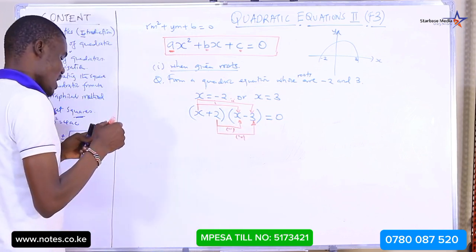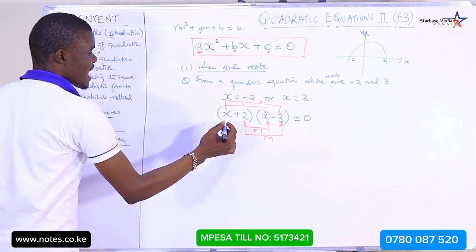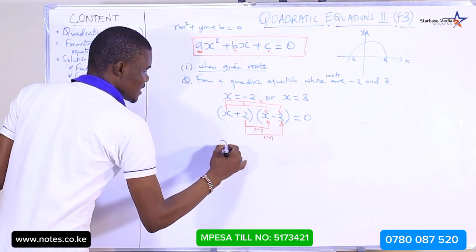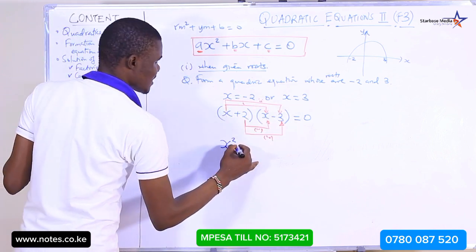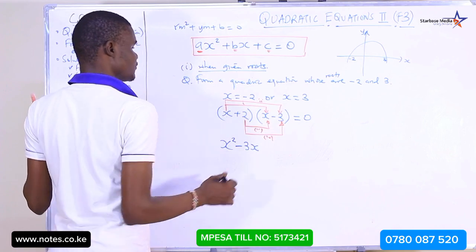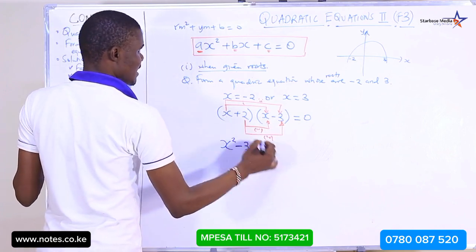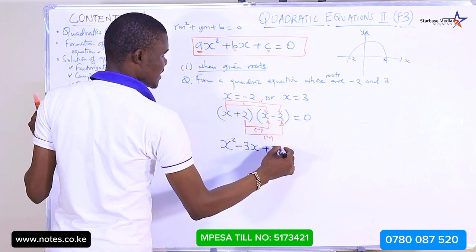Following that order, we start with the first arrow where we're multiplying x by x to get x squared. Then we multiply x by -3, we get -3x. Then we go to 2 times x, that is 2x.